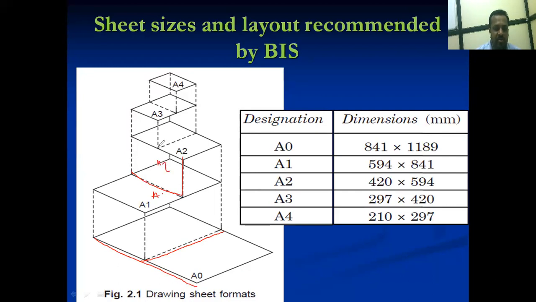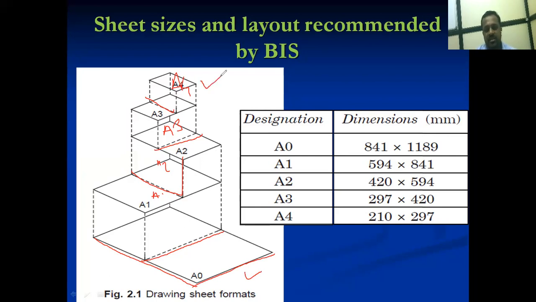And again, we divide the A2 sheet, it will become the A3 sheet. Again, we divide the A3 sheet, it will become the A4 sheet. This is the types of sheets. Now see, you can easily understand here. This A0 is the biggest sheet. Again, A4 is the smallest sheet.